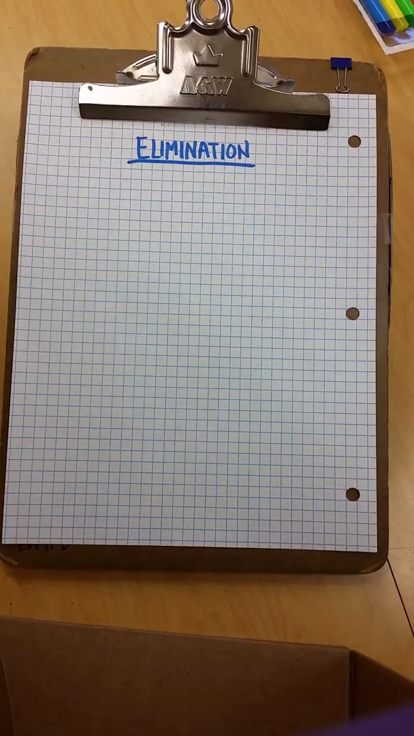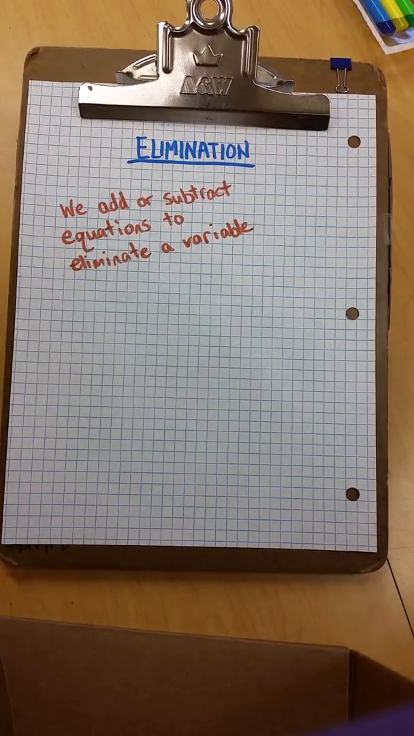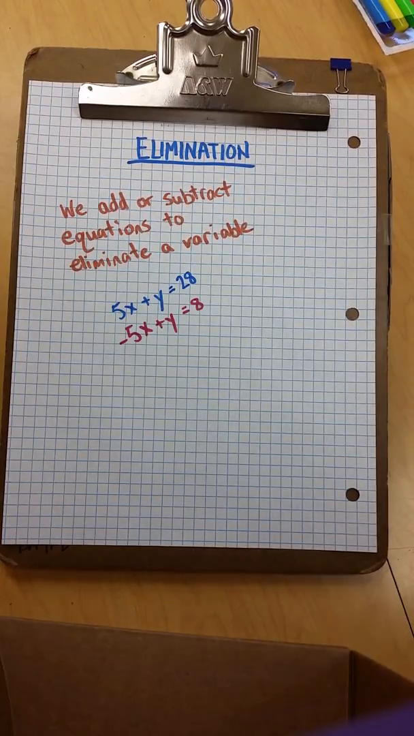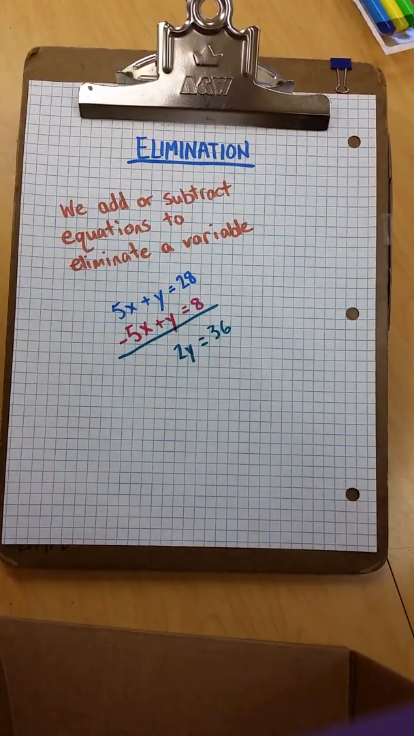Explain how to use elimination. Elimination is when we add or subtract equations to eliminate a variable. It's simple to see in two equations like these. The 5x and the negative 5x cancel out, and y plus y makes 2y.